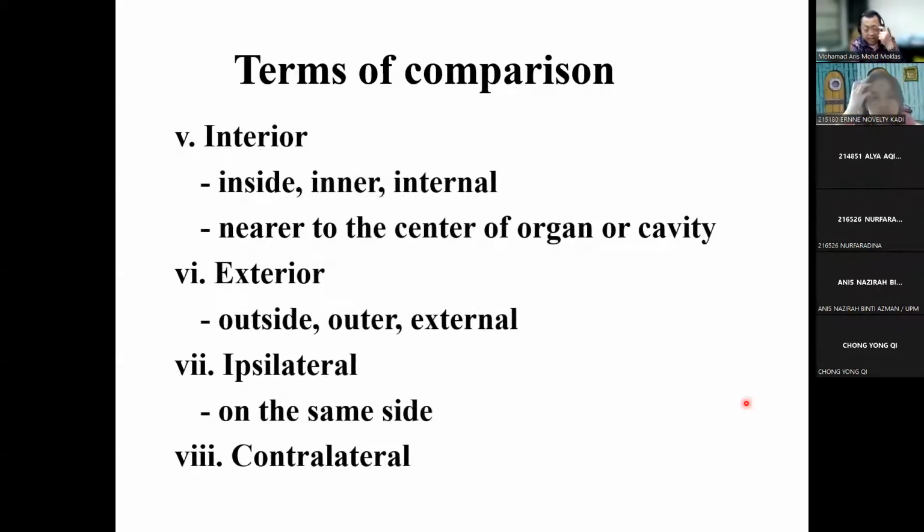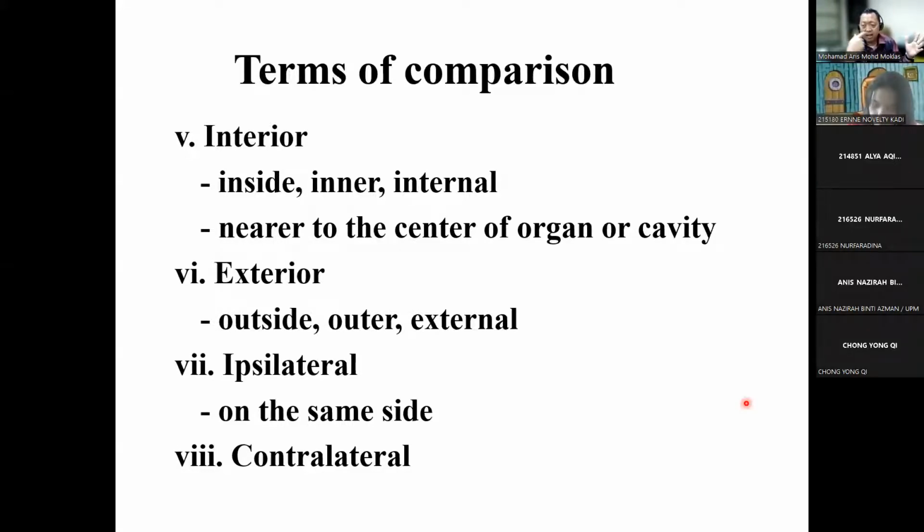Interior or exterior, very straightforward. Interior is inside, whereas exterior is outside or external. Ipsilateral and contralateral. Ipsilateral on the same side, contralateral on the opposite side. Ipsilateral, the same side, for example your right eye and your right hand, they are ipsilateral. Contralateral, your right eye and your left hand, opposite.